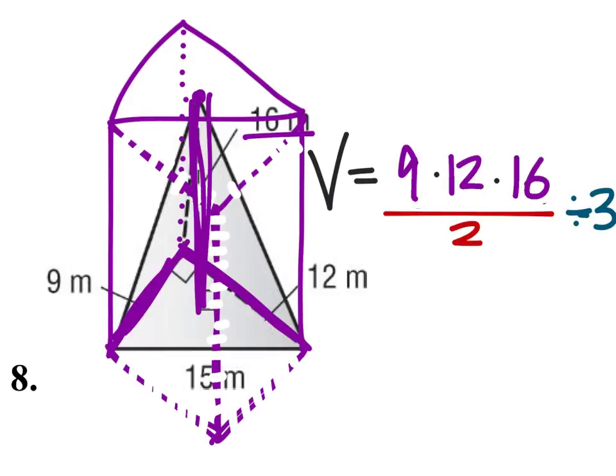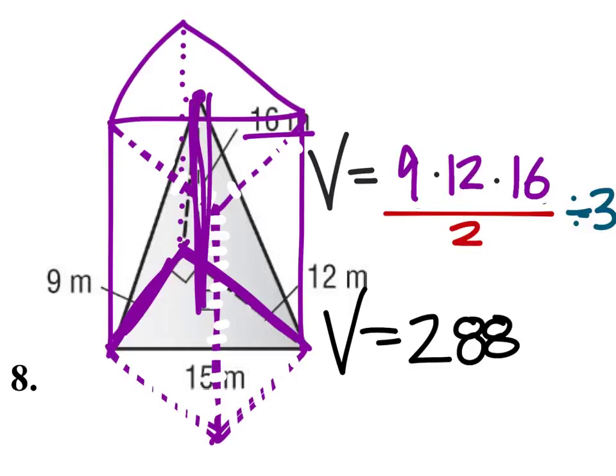So again, this is essentially the same thing that we had, which you could then put into the calculator, just rounding that to the nearest tenths if it's necessary. But again, the answer is going to be the same either way. 288 meters cubed is the answer we wanted.